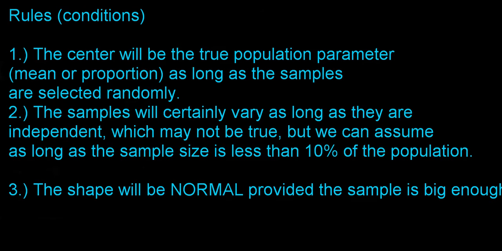The second condition is that the samples will certainly vary as long as they are independent, which may not be true, but we can assume as long as the sample size is less than 10% of the population, there will be independence. Now, this is a tricky condition that a lot of kids just kind of remember, but the idea behind it actually makes a lot of sense.